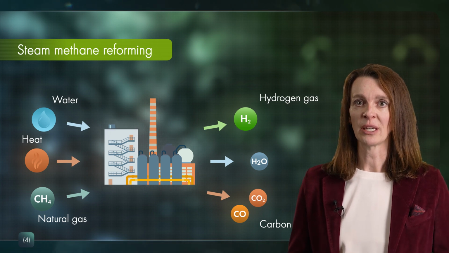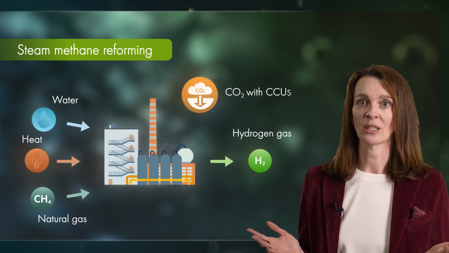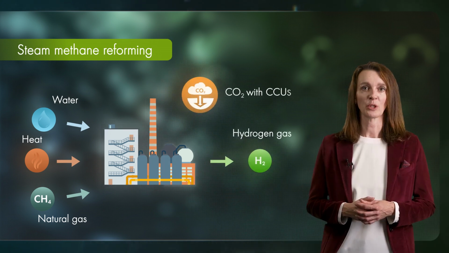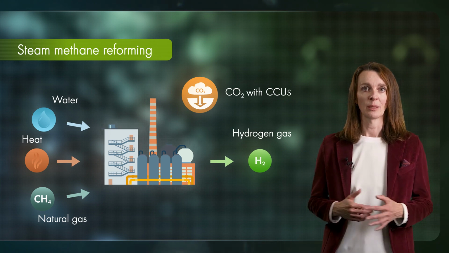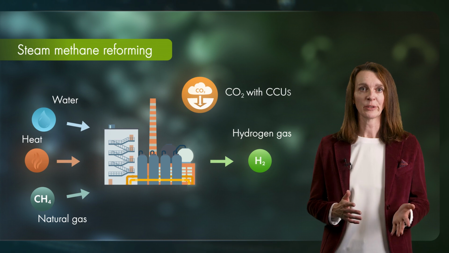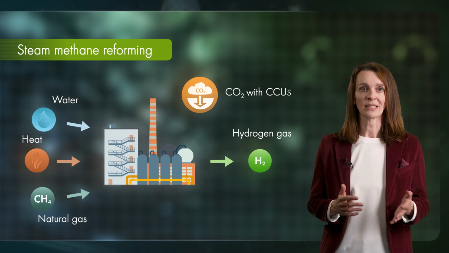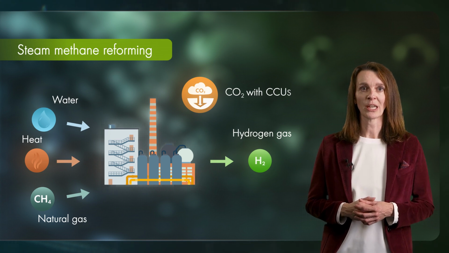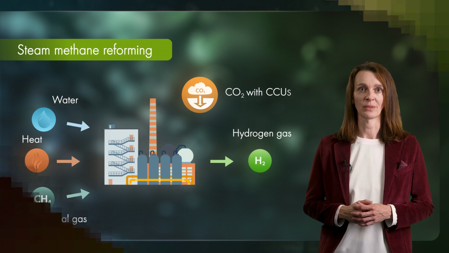Efforts are therefore being made to clean up this process, and this is where blue hydrogen comes into play. When we talk about blue hydrogen, still the same process is meant, but it is combined with carbon capture and storage or carbon capture and utilization. This means that we still make hydrogen from fossil fuels, but instead of letting CO2 escape into the atmosphere, we capture it and either store or use it.